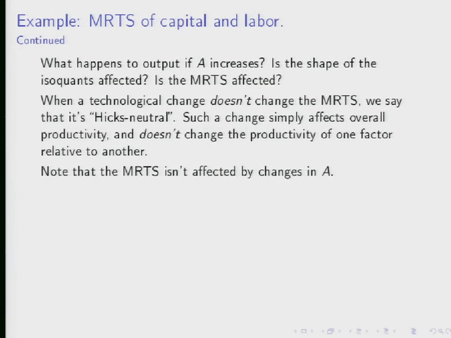So we have the factor returns for this: the total physical product, the marginal physical product, and the average physical product. We've noticed that the marginal rate of technical substitution does not depend on A. If I were to draw a graph of labor and capital like this, I'd have an isoquant like this. Let's say that y is equal to 4 on this isoquant, as we did before.